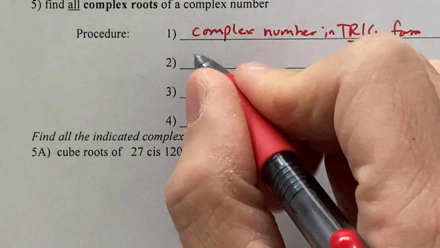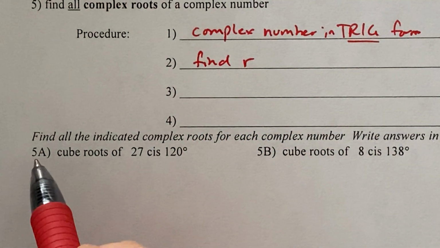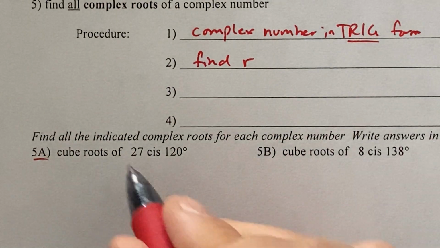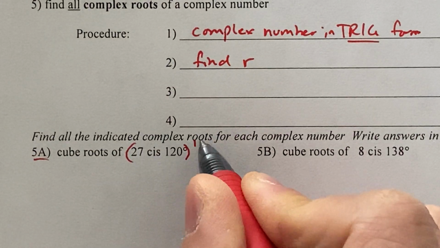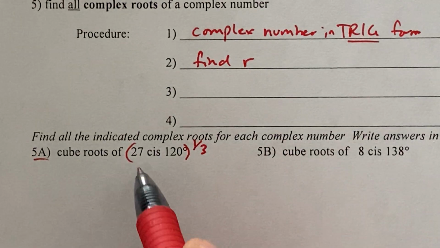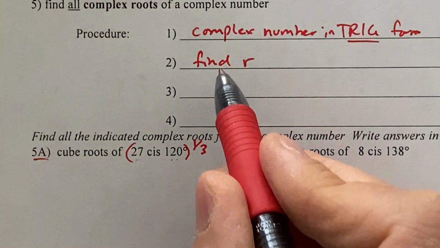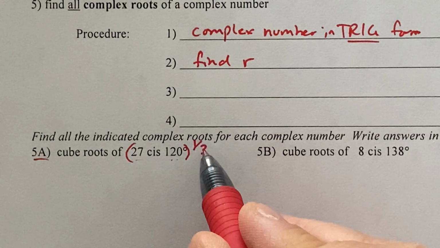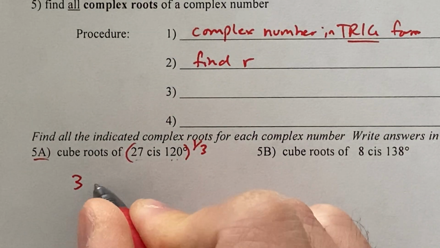The next thing we have to do is find our new r. I'm going to actually start on example 5a while we do this so you can see what we're talking about. So I want to find the cube roots of this number. In other words, raise this to 1/3. That's the same thing as saying the cube root. First thing I have to do is make sure it's in trig form. That looks good. Second thing I'm going to do is find r. So 27, remember, I raise it to the 1/3, which means the cube root of that is 3, cis.